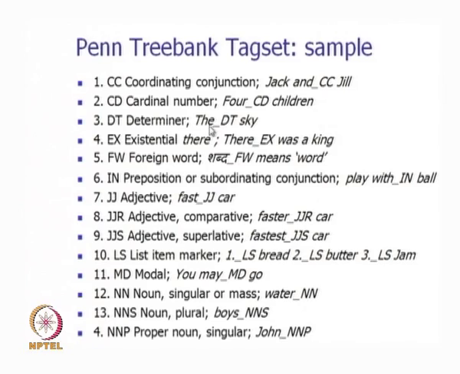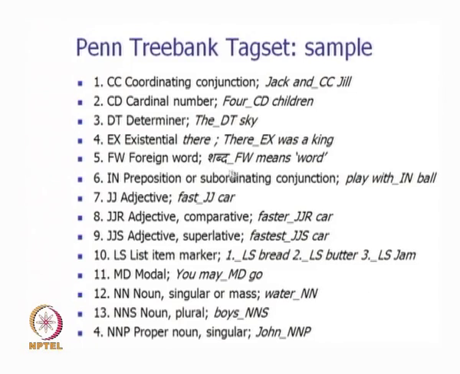DT is the determiner, example the_DT sky. EX is existential there as opposed to an adverbial there. Here the example is there was a king. So, there_EX was a king. This there is a pleonastic. It is a vacuous subject. English sentences demand a subject to be compulsorily present. So, this there is given the tag EX existential as opposed to the adverbial there.